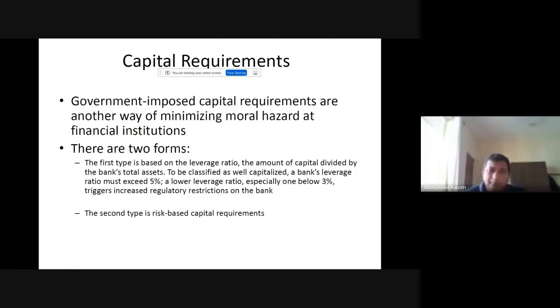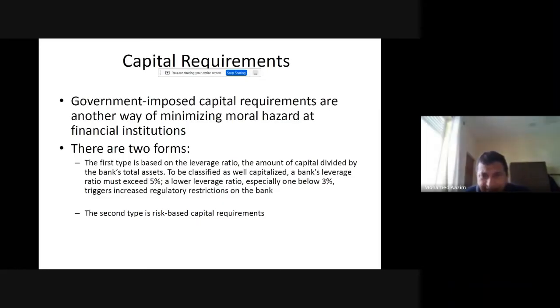And this capital imposition also has various forms. One form is based on leverage ratios. Okay, so the leverage ratio is the capital divided by assets, right? So capital, let's say 5, your assets are 100 billion, capital is 5 billion. Okay, so you can see capital being divided by your assets. So it is 5% effectively, right? To be classified as well capitalized, a bank's leverage ratio must exceed 5%.